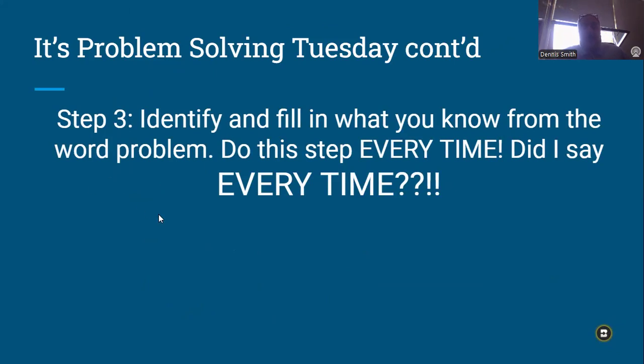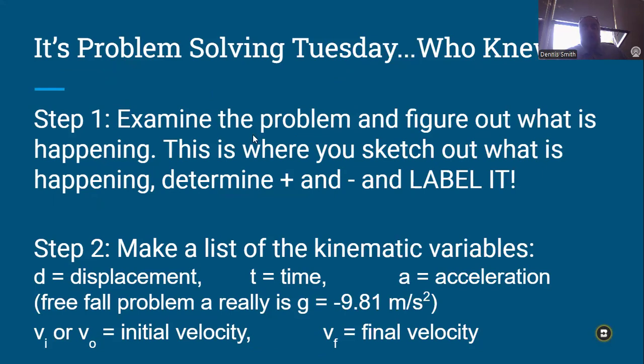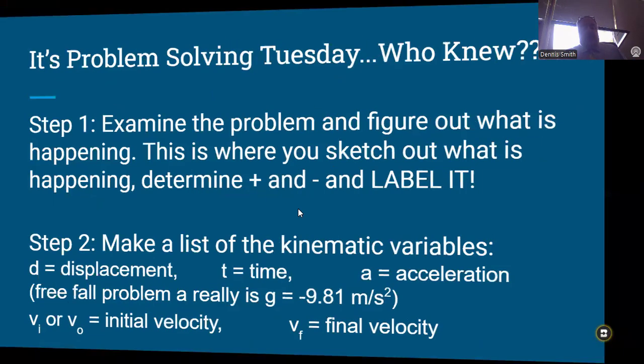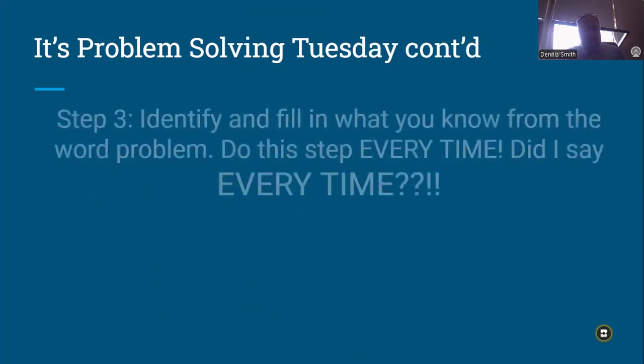The other part of this is in step one. So we got to go back because I forgot about it. In step one, you also need to make a chart of what's happening. So every time, if you don't do it, it's going to be -5 every time. So you need to label your positives and negatives and just draw what's going on.